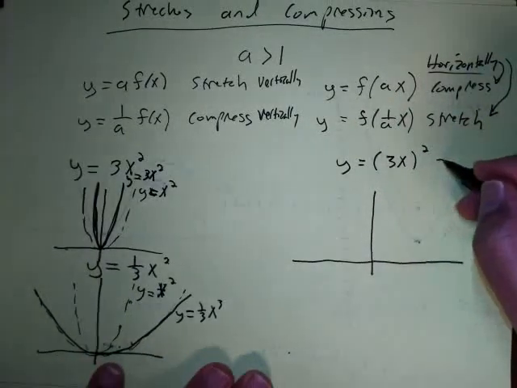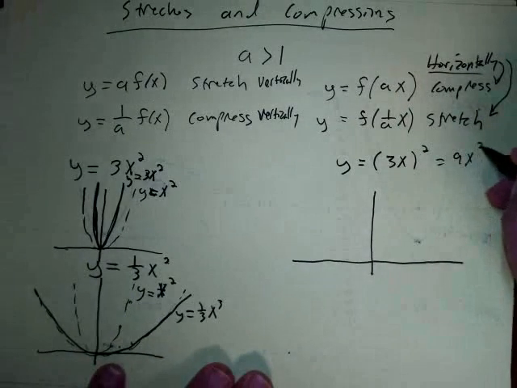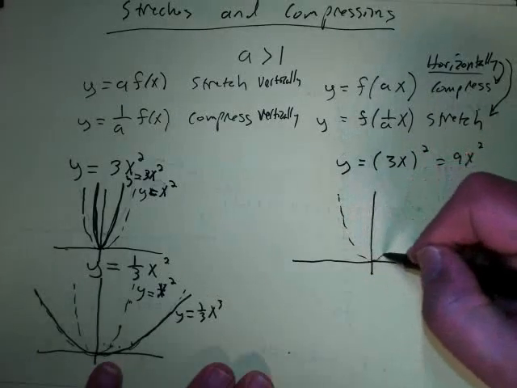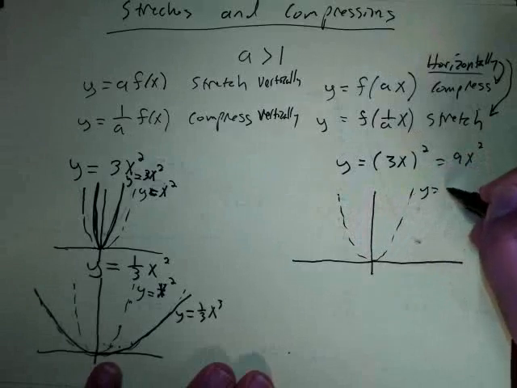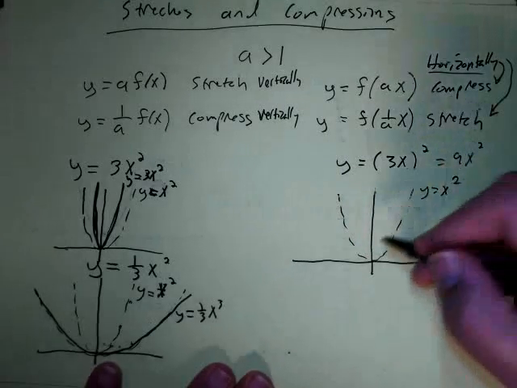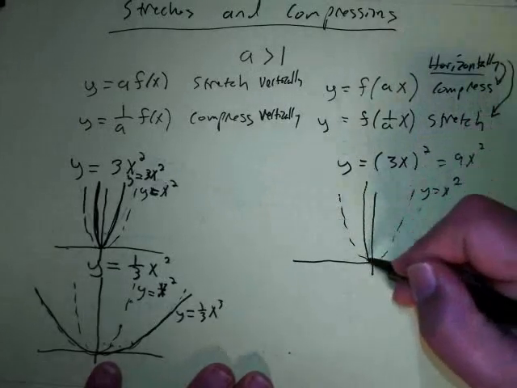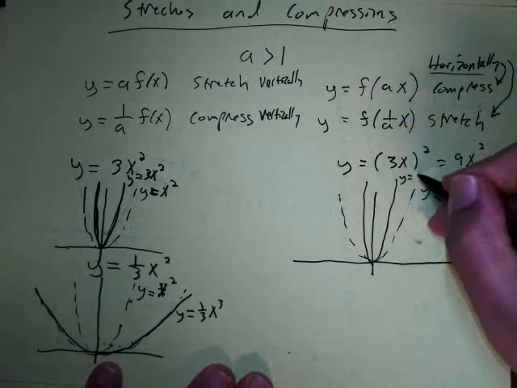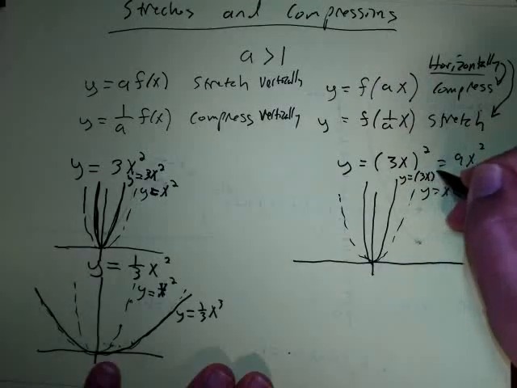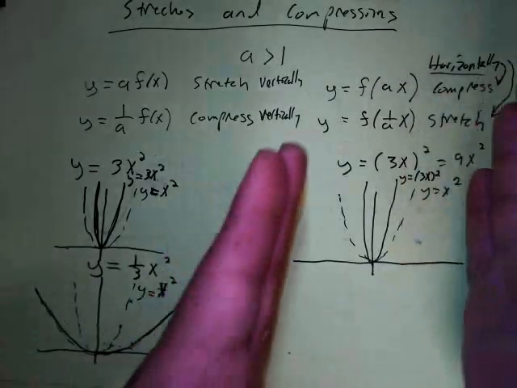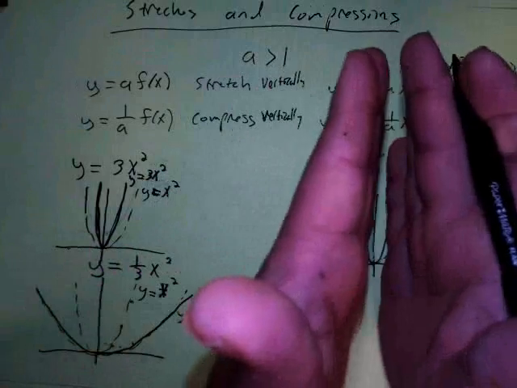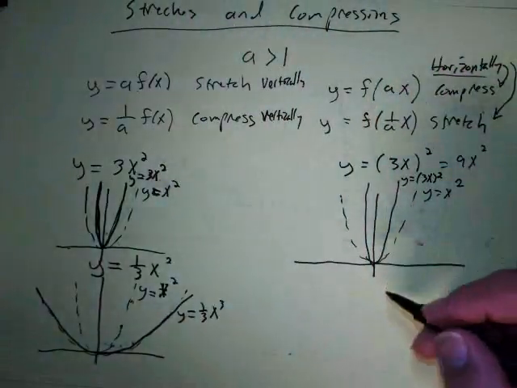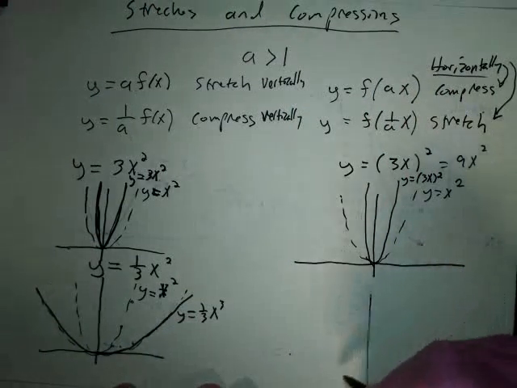Like this would actually be like 9x squared. So if this were the regular y equals x squared, well, this would really be stretched up, in this case y equals 3x squared. But stretching it up is compressing it horizontally, isn't it? Not stretching it horizontally.